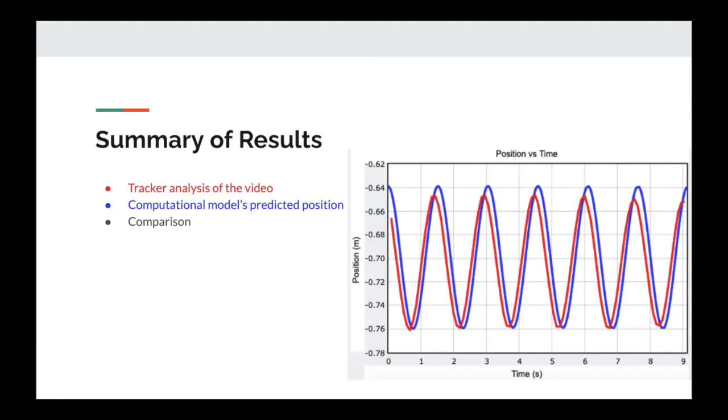Having used Tracker to mark and record the y-coordinate of the center of mass, shown in red, I then used the computational model in GlowScript to calculate the coordinates of the object's motion, shown in blue. These positions were plotted onto the same graph shown here. We see that there is some differentiation, but overall the positions follow each other almost exactly.